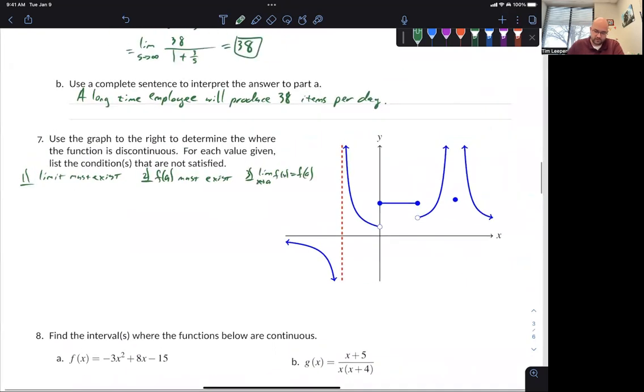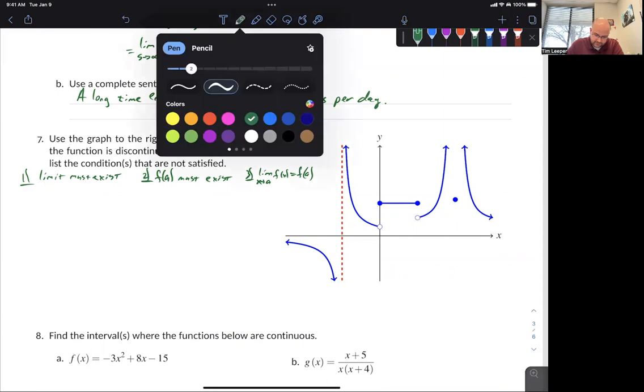So, looking at this over here, notice that wherever we have just curves, those are all continuous. The only places where it might be discontinuous are, for example, a vertical asymptote, jumps, or just holes in the graph and stuff like that. That's where discontinuities can exist.